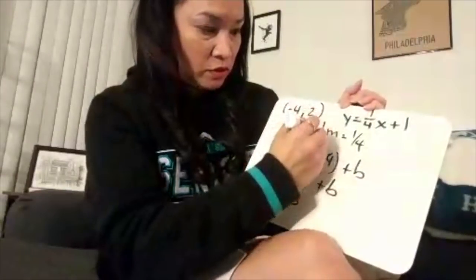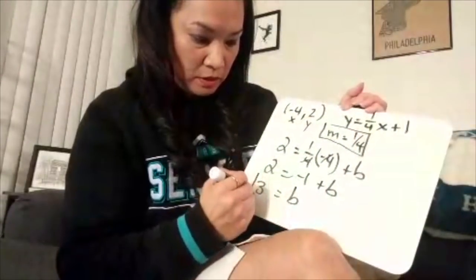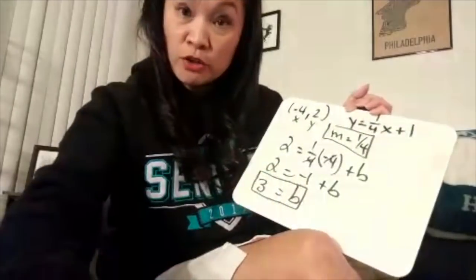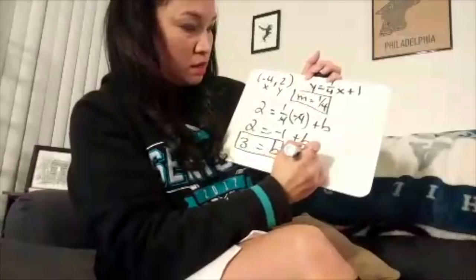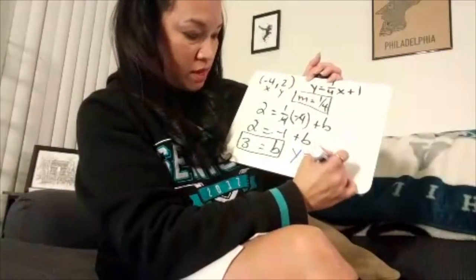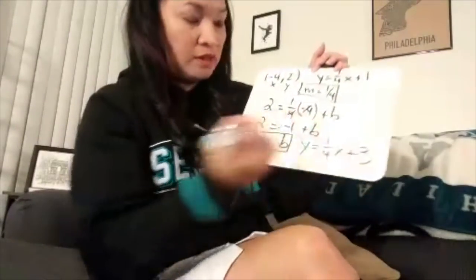Great. So we have our same slope. We have our new y-intercept. That means we can write our new equation, which is y equals 1/4 x plus 3. Hope you got that answer.